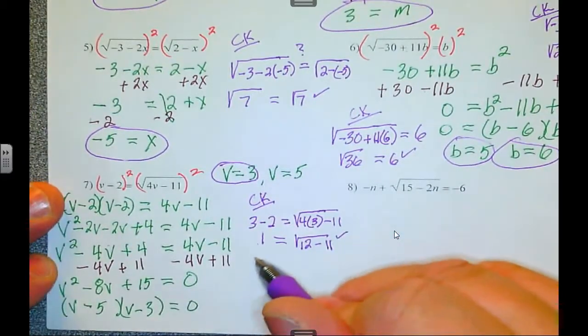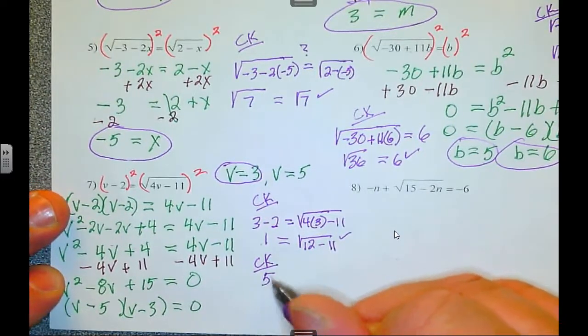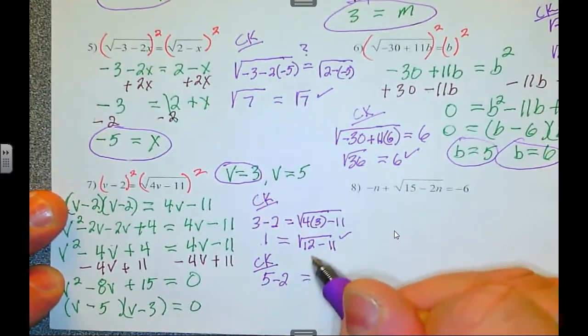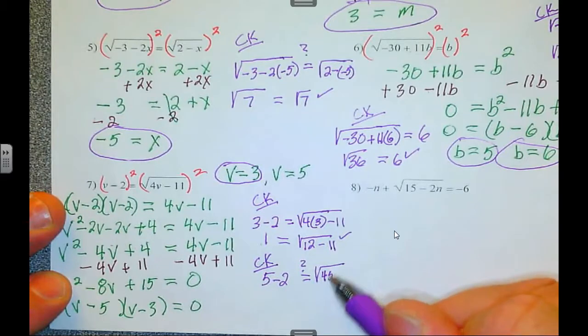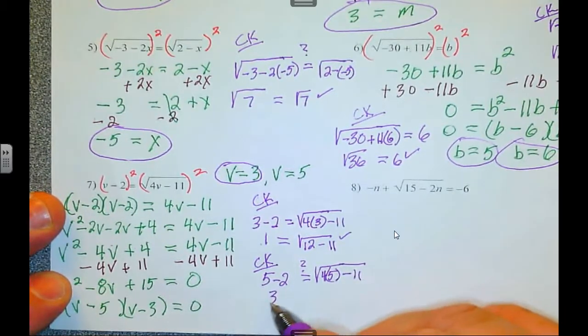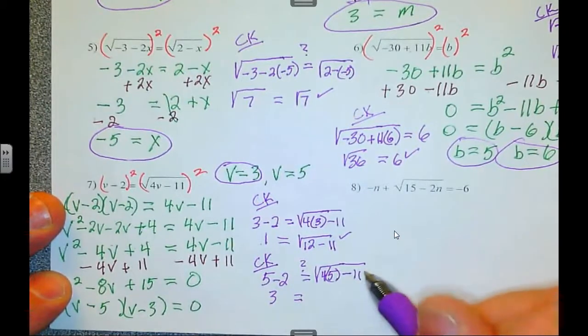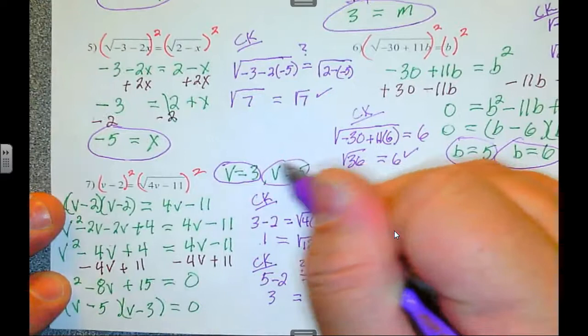Check number 2. Does 5 minus 2 equal the square root of 4 times 5 minus 11? Does 3 equal the square root of 20 minus 11, which is the square root of 9? And yes, it checks.